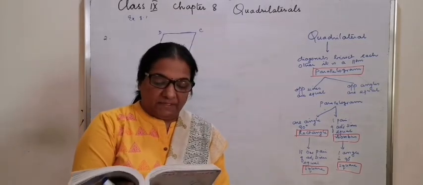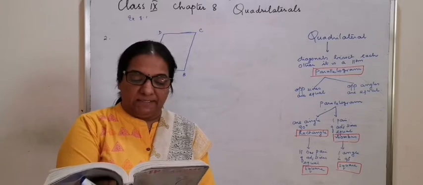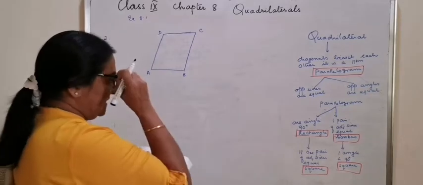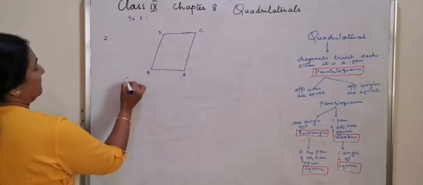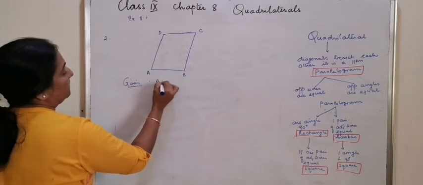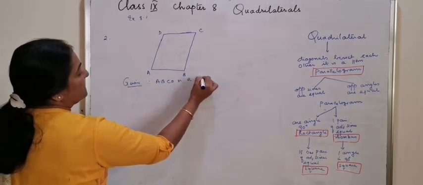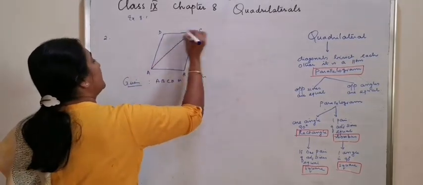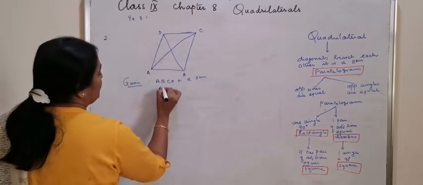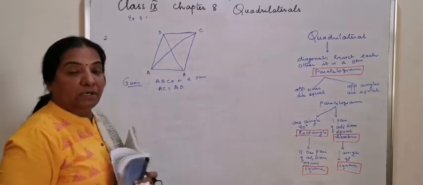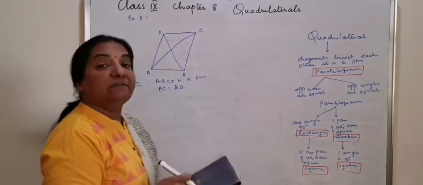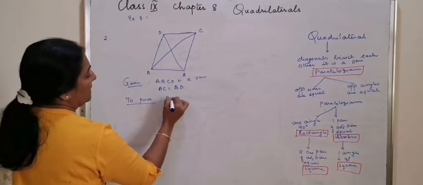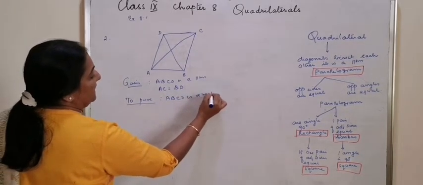Question number 2. If the diagonals of a parallelogram are equal, show that it is a rectangle. Given ABCD is a parallelogram, and the diagonals are AC and BD. It's also given that AC and BD are equal. What is to prove is that it is a rectangle. To prove: ABCD is a rectangle.